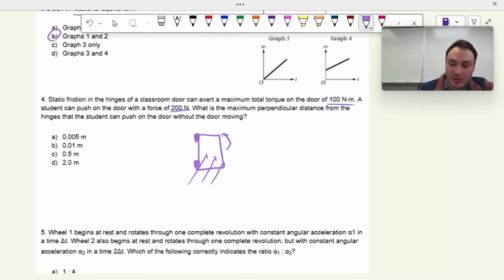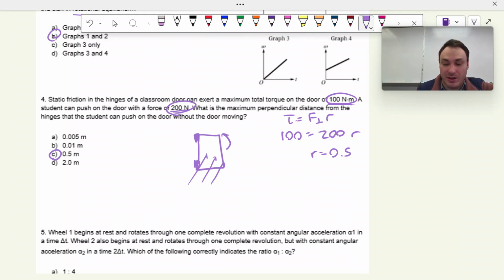So friction is holding it back 100 Newton meters. How far in the door will this 200 Newton force exert a torque of 100 Newton meters? So we're just using τ equals F times r. So 100 Newton meters equals 200 times r, and we're solving for r. r is going to be equal to 0.5 meters. So a person can exert this force 0.5 meters away and still not open the door.